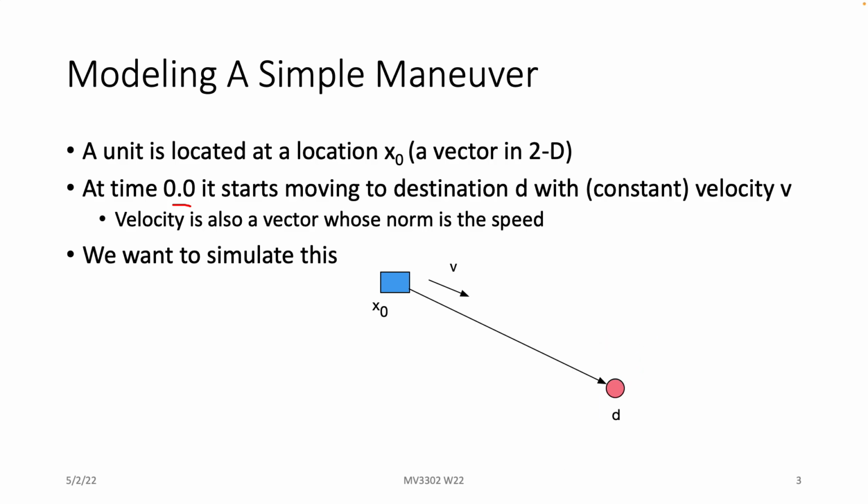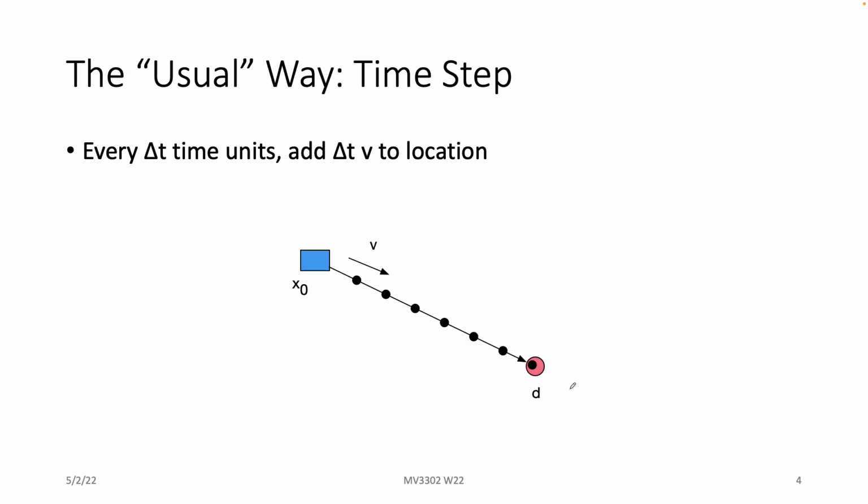And how is this done? The usual way uses what's called a time step. You're probably all familiar with that, right? Yes, no? If you've encountered agent models, the chances are overwhelming that they have their agents move around according to a time step.